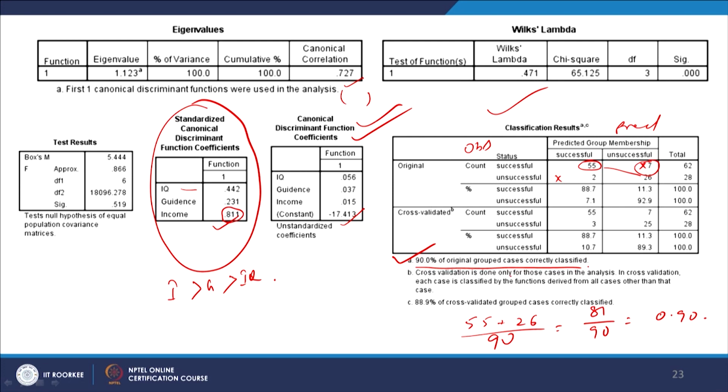Cross validation is done only for those cases in the analysis. In cross validation, each case is classified by the functions derived from all cases other than that case. Let us see what is happening in this case. 55 plus 25 is 80, divided by the number of cases, 90. That is around 88.9%. So, 88.9% of the cross validated group cases are correctly classified.